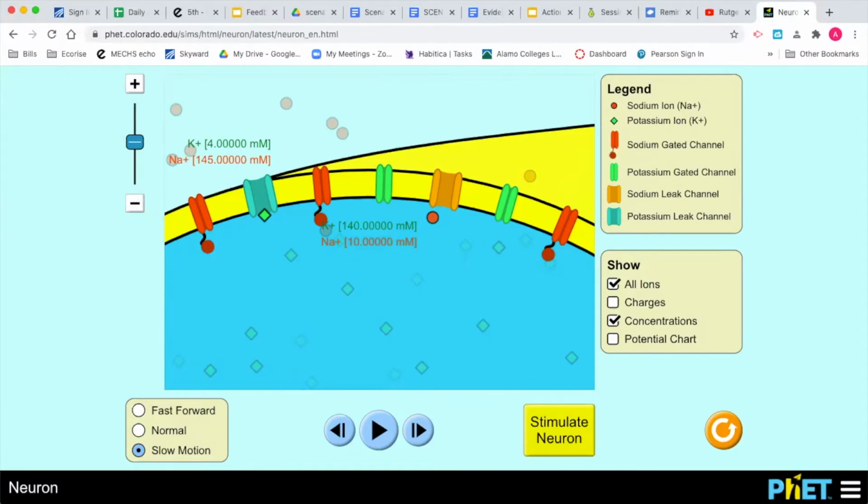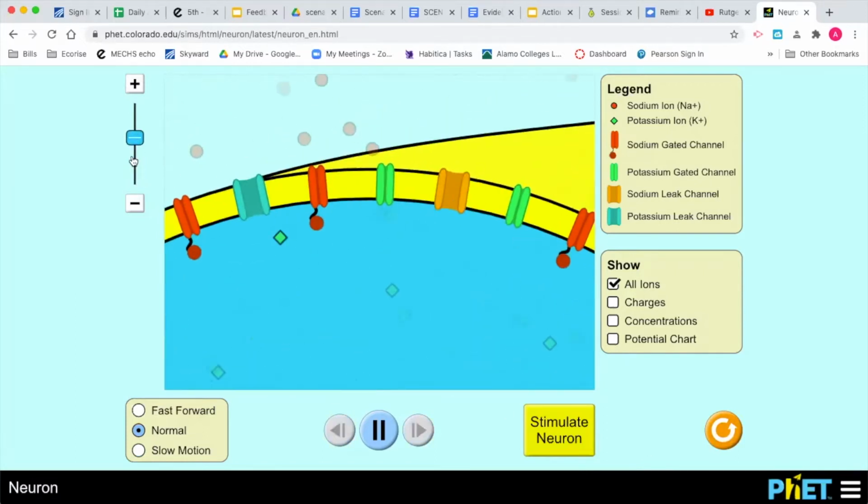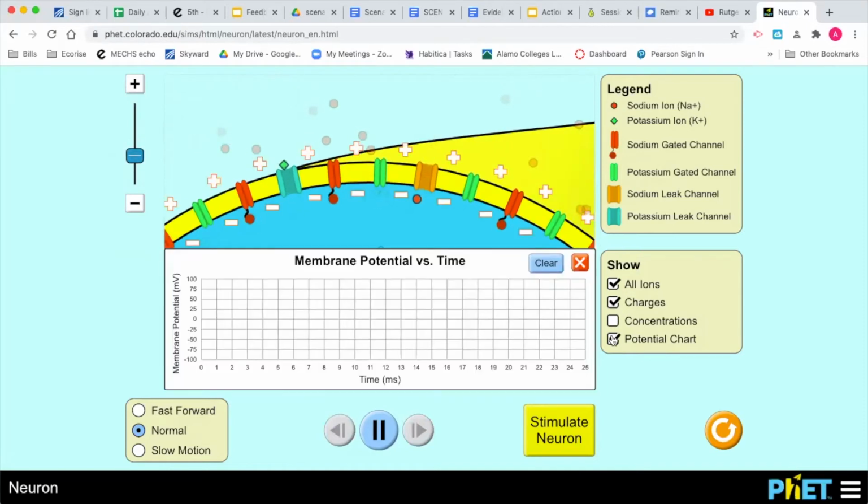So now, I'm going to make the concentrations go away because we're feeling pretty good about that. I'm going to bring the charges in and bring this chart up. Okay, so charges and the potential chart. So right here where it says membrane potential, you can think of it as the charge. Okay, and so we've got charges on the outside, we've got charges on the inside. It's positive outside of the membrane, it's negative inside the membrane. This would be known as our resting potential.